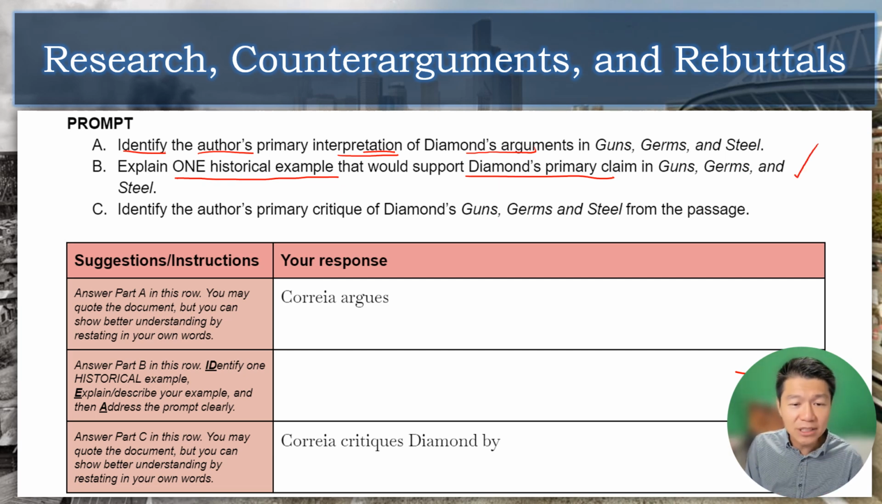And finally, for part C, you're going to identify what the author said. What is his primary critique? In other words, why is Diamond wrong? Or what are some issues that he has from this particular passage? All right, we're going to end it here. So go ahead and answer this response as best as you possibly can.